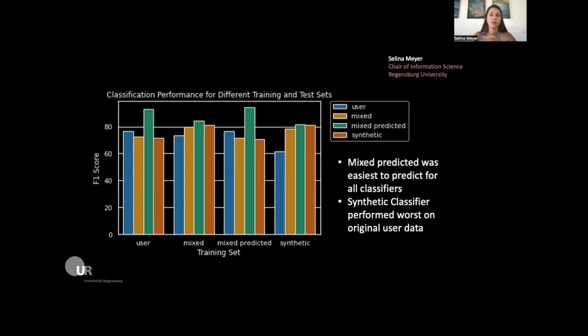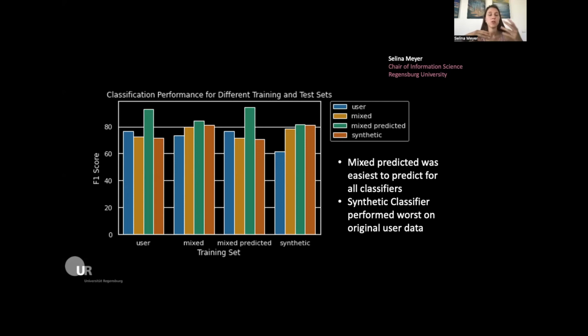We use this generated data in 3 different ways to expand on our original data set. So the user data is just the forum data by itself. The mixed data is the user data combined with our synthetic data using the question labels as ground truth. The same as with the synthetic data, it's just our generated data using question labels as ground truth. And for the mixed predicted data set, we fine-tuned a BERT instance on our forum data and used that fine-tuned classifier to predict labels for our synthetic data, and then again combined it with our forum data.